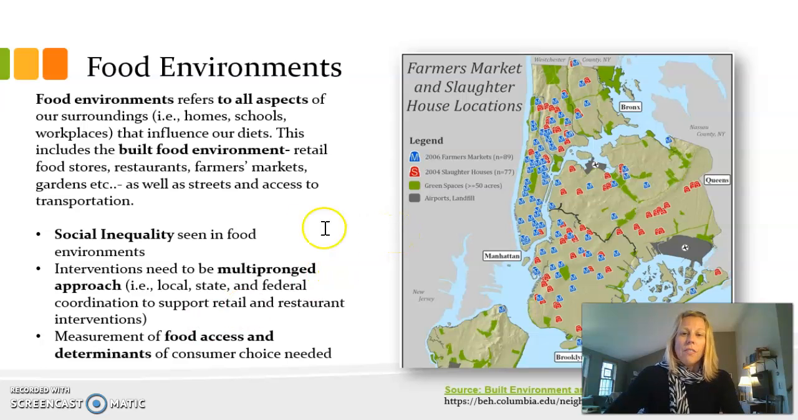And then lastly, I wanted to note that there are an increasing number of studies that examine food environments, for example, using GIS to locate farmers markets.